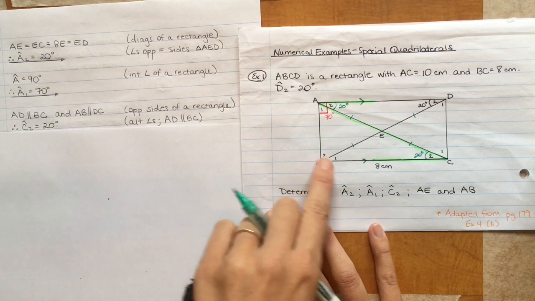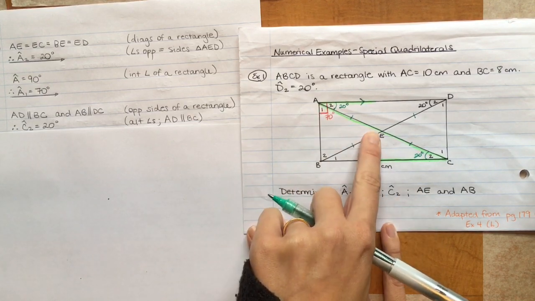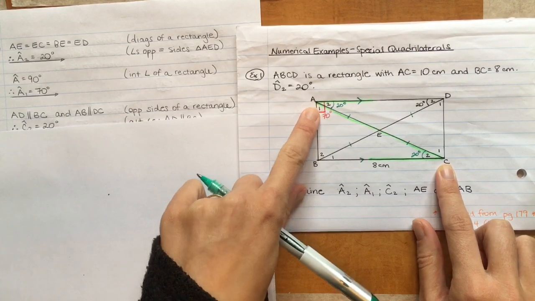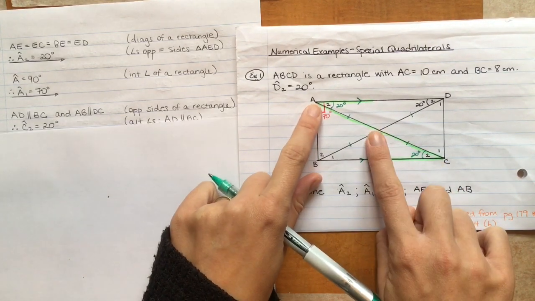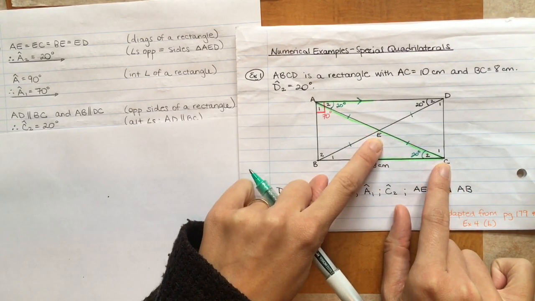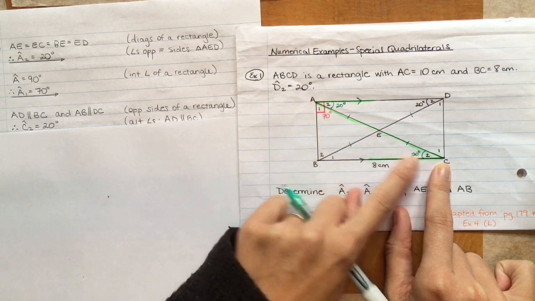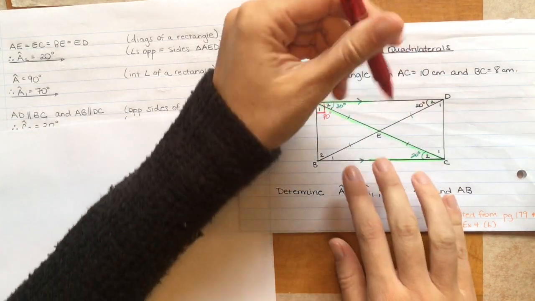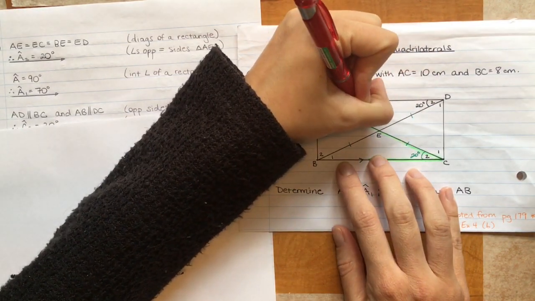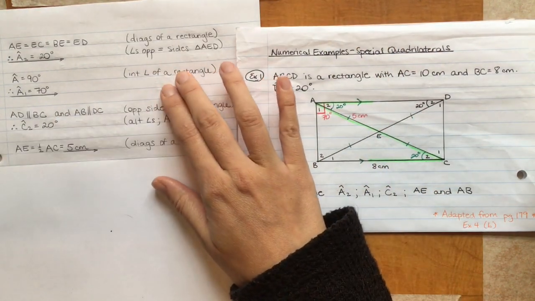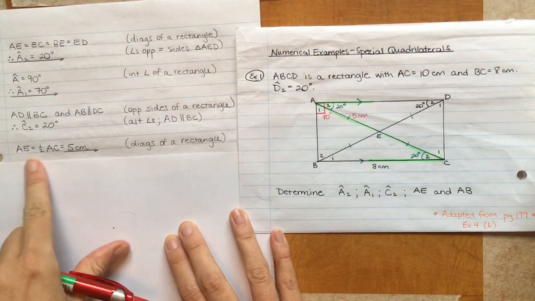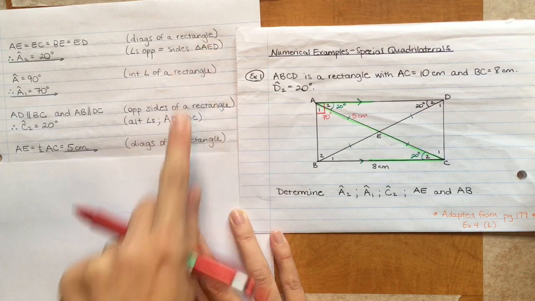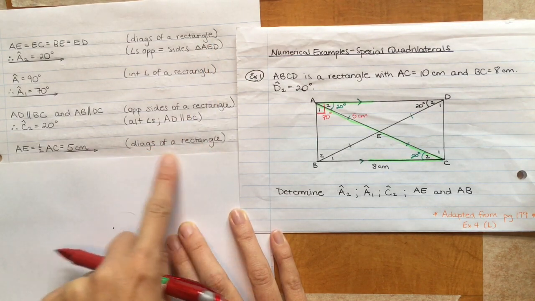Right, AE, now we want the length of AE. Well, they told us in the beginning that AC was 10 centimeters. And we stated already AE is equal to EC, which means that this is bisected. So AE has to be 5 centimeters. AE is 5 centimeters. And I've just written again diagonals of a rectangle, even though we already wrote it up here. I've just written it out again for completeness.